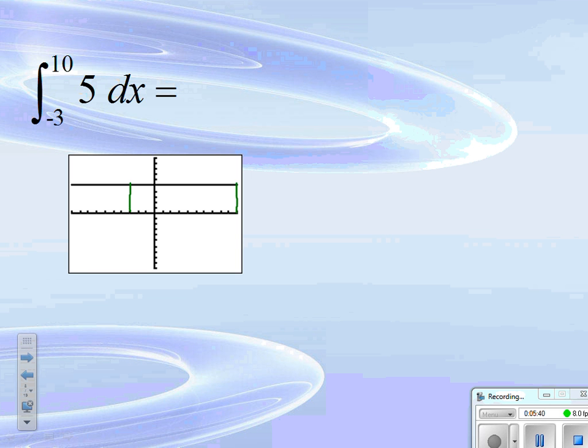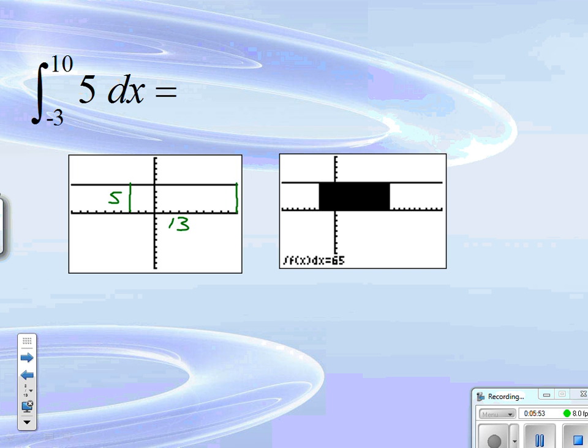So they're really asking for the area of a rectangle. The height of that rectangle is 5. The length of that rectangle is 13. The area of that rectangle is 65. Now you might note that this was created on my calculator. So if you have your calculator, I can show you how to do that.